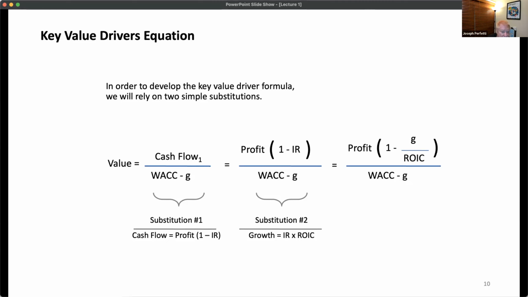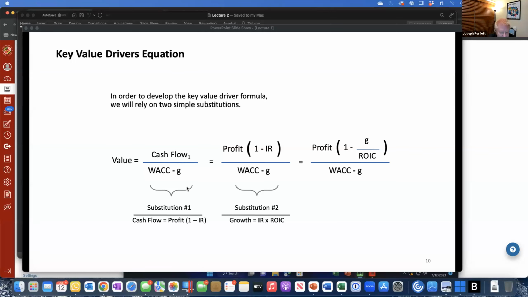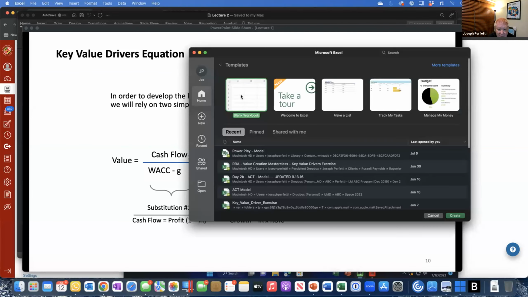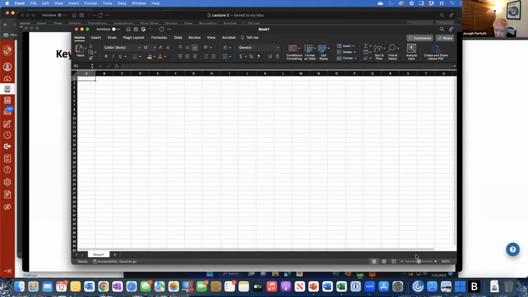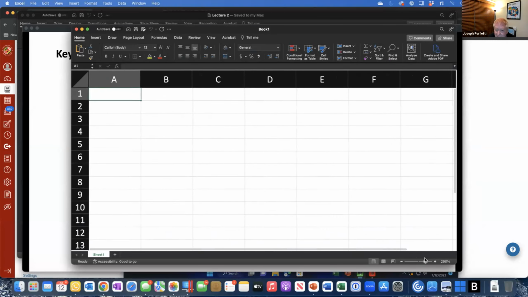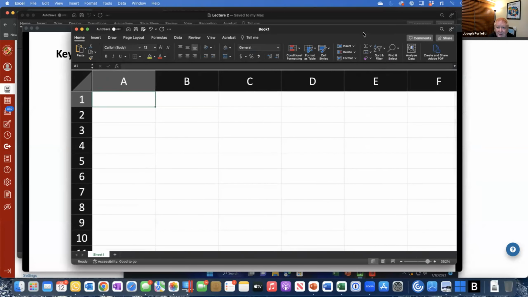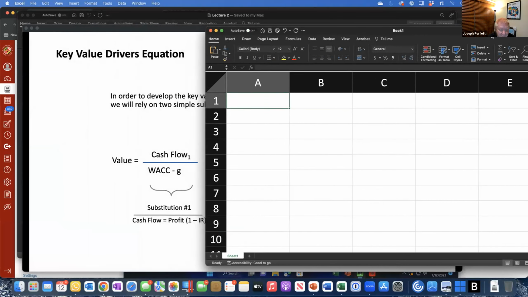Okay. Now, we're about to do an exercise to help you put a couple things together. But before we do, I want to show you some math. So I'm going to share my desktop, just because it'll be easier to jump around.